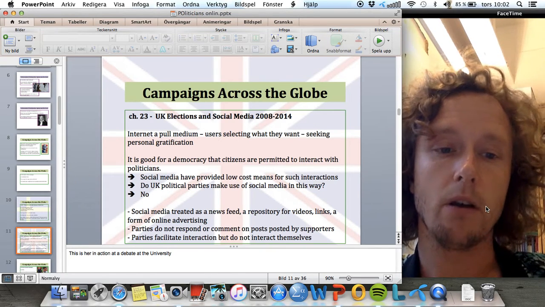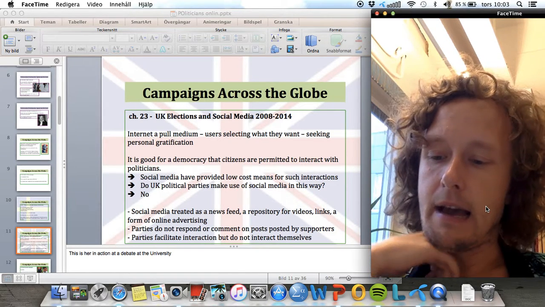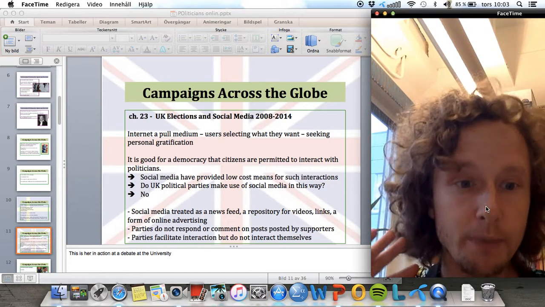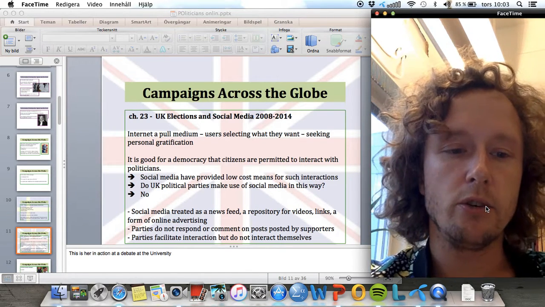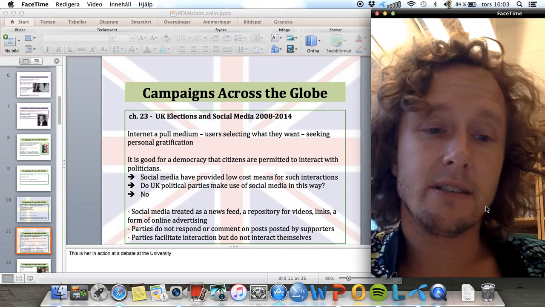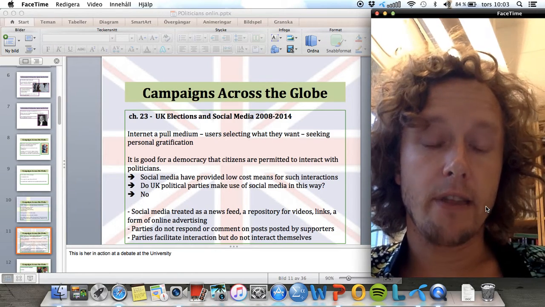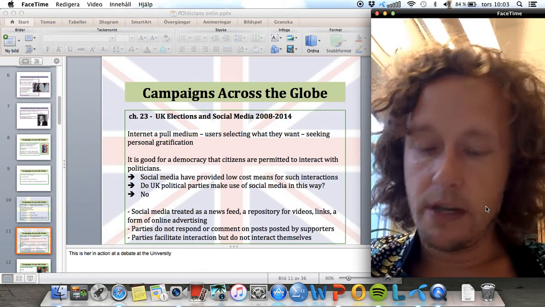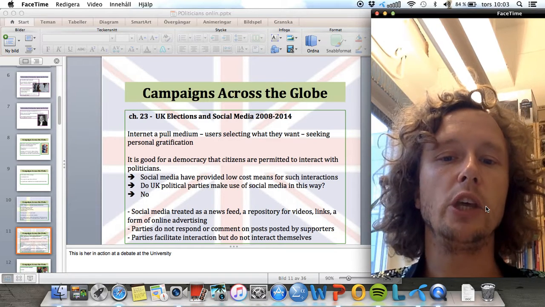So here is a longitudinal comparison of social media by Darren and Carolina. First of all, they understand the internet as a pull medium. I mean, mass media is a push medium, pushing things on you, whereas the internet is more of a pull medium where you can pull the information you want out of the platform. Their normative starting point is that it is generally good in a democracy if citizens have possibilities to interact with elected representatives, with the politicians. And social media, we know, provide a low-cost means for such interactions. The question then becomes, do UK political parties make use of social media in this way?